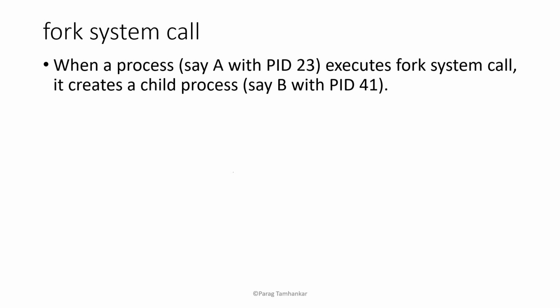Imagine we have some process, say A, and its PID is say 23. PID means process identification number. Suppose that process executes a fork system call. Then it will create a child process. Imagine that child process is named B, and its PID is say 41. The process identification number for the child is 41.